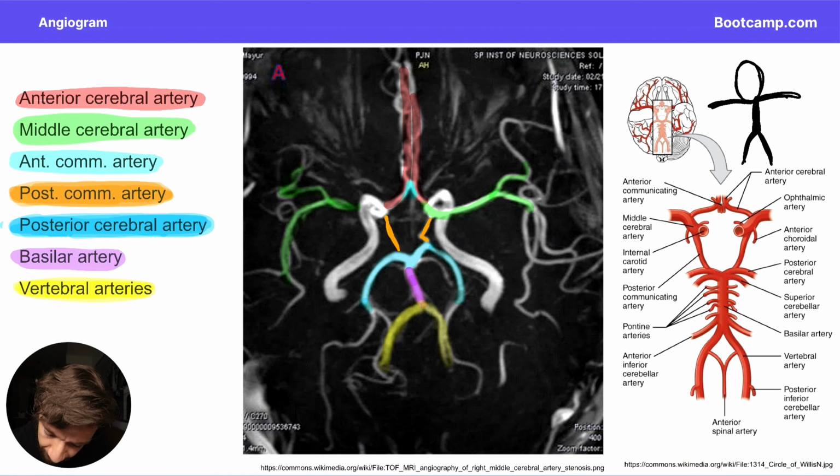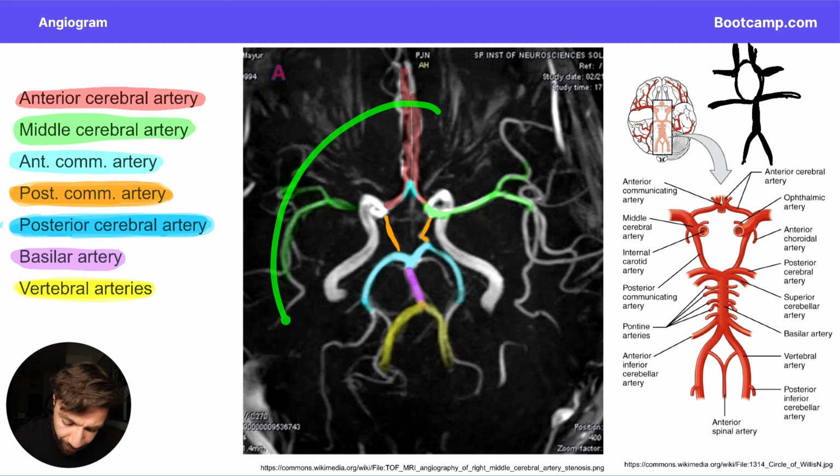This is going to be the posterior communicating as well as the anterior communicating. And we're going to have our crown, which is going to be our anterior cerebrals as well as our middle cerebrals. So whenever you're looking at an angiogram like this, always look for your stick figure. You can see here we have those legs, which are the vertebral arteries, our body, the basilar artery, our arms right here, which are going to be our posterior cerebrals. Then we have these posterior communicating along with the anterior communicating, which is going to form the head.